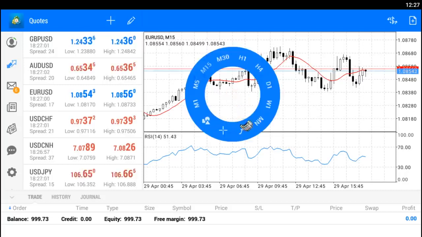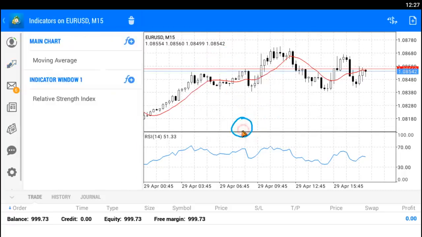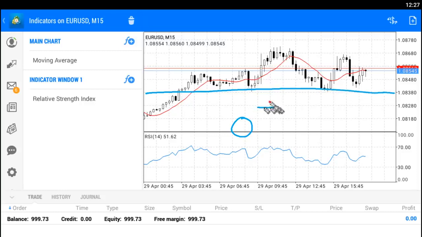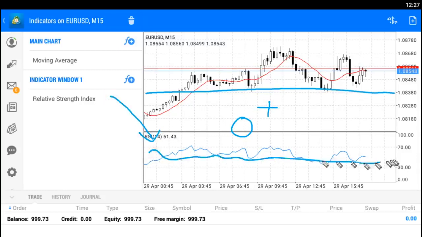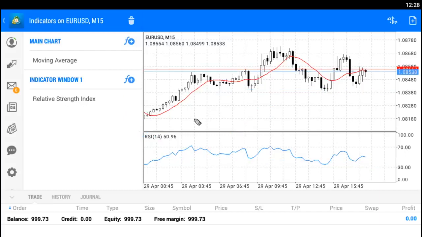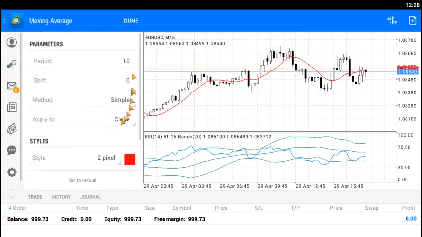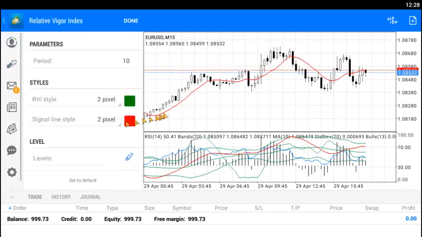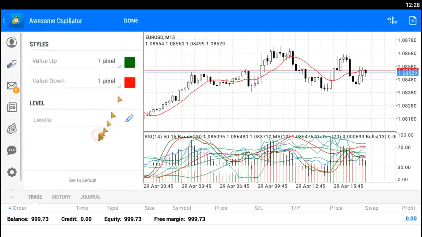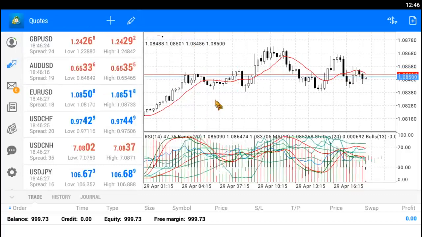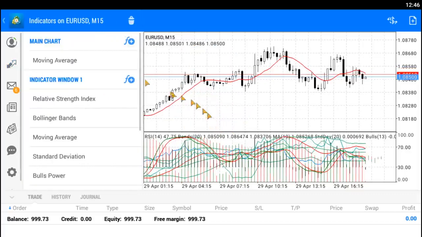To do it, tap on the screen, tap on the F symbol here. We have two options here: adding an indicator to the main chart or blending it into the existing indicator window. To give you a clearer view, let's try the second option first. Adding this many indicators is not recommended anyway. We are not gonna use this many indicators. Let me remove them.